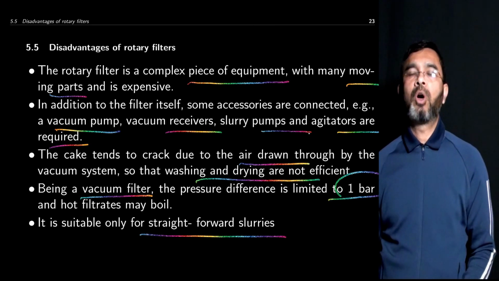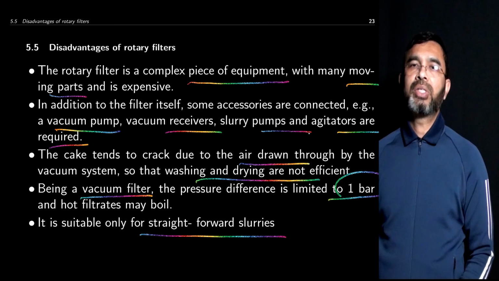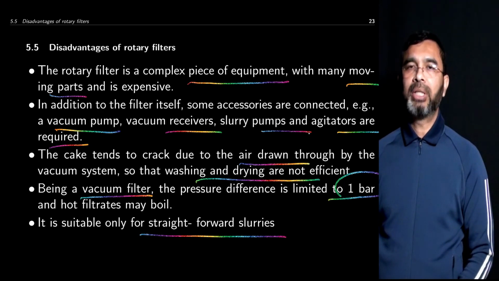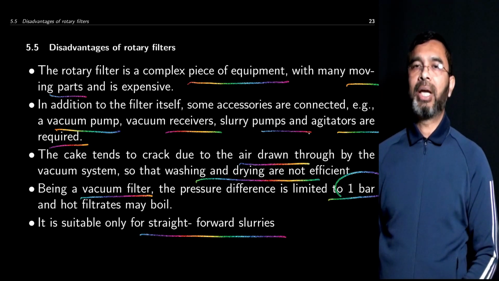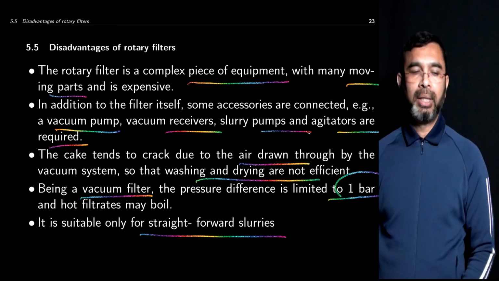So in summary, we have talked about some basic aspects of the filtration operation, and we have discussed two specific types of equipment commonly used in the process and chemical industry, namely the plate and frame filter press and the rotary drum filter.